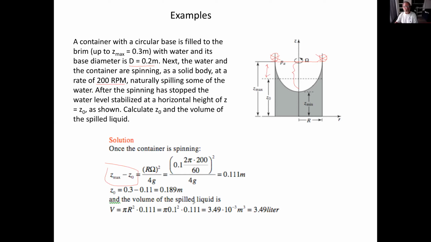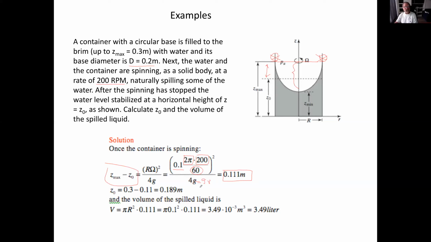Remember the diameter is 0.2, so the radius is 0.1. 2 pi is 2 pi, we cannot do much about it. Rotation is 200 RPM, but it's per minute, so we need it per second, so we divide by 60. And then G is 9.8, times 4. If everything went well, this is the answer, 0.11 meter, I mean 11 centimeters.